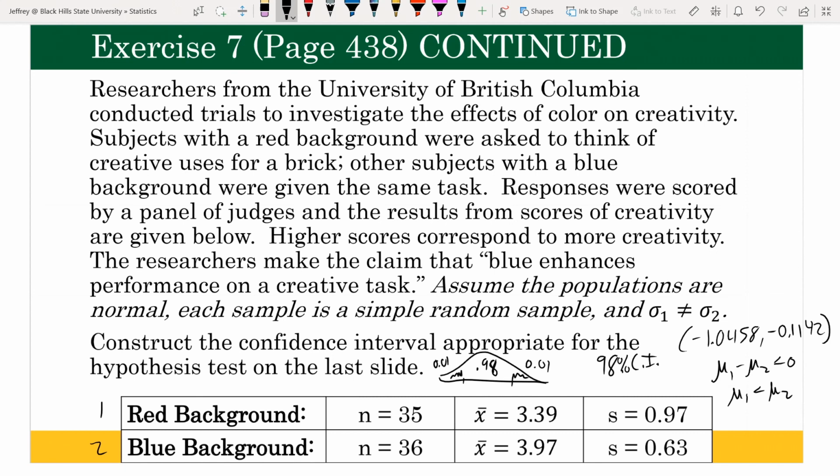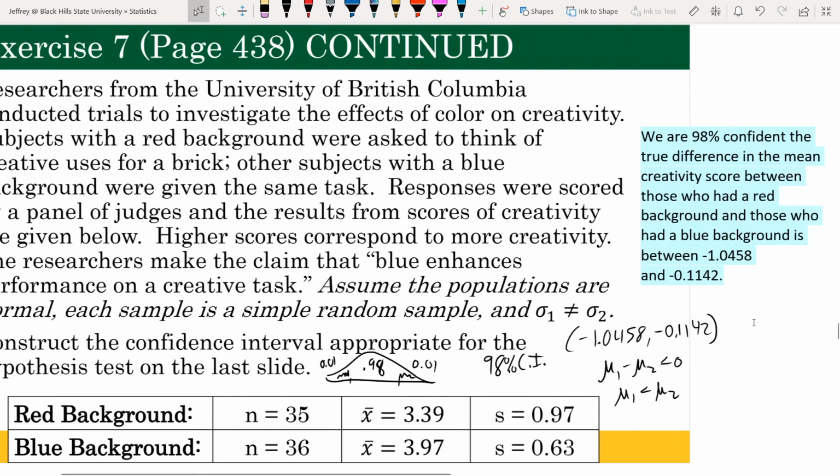Or maybe it's perhaps that for whatever reason, having a blue background does allow us to become more creative than having a red background. We are 98% confident the true difference in the mean creativity score between those who had a red background and those who had a blue background is between negative 1.0458 and negative 0.114.